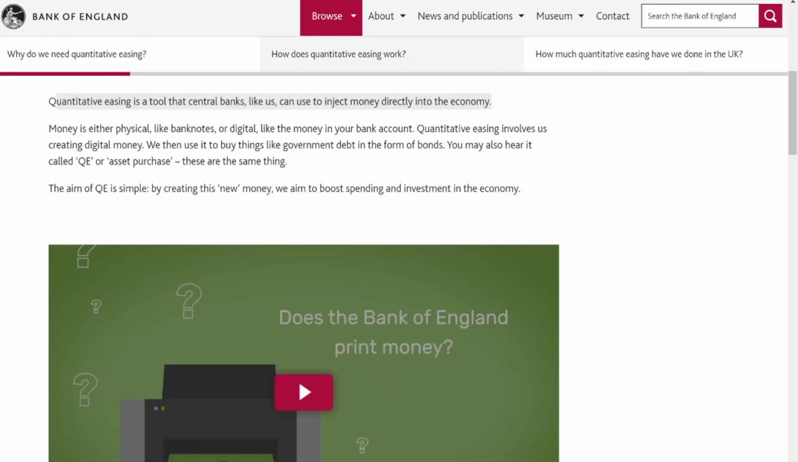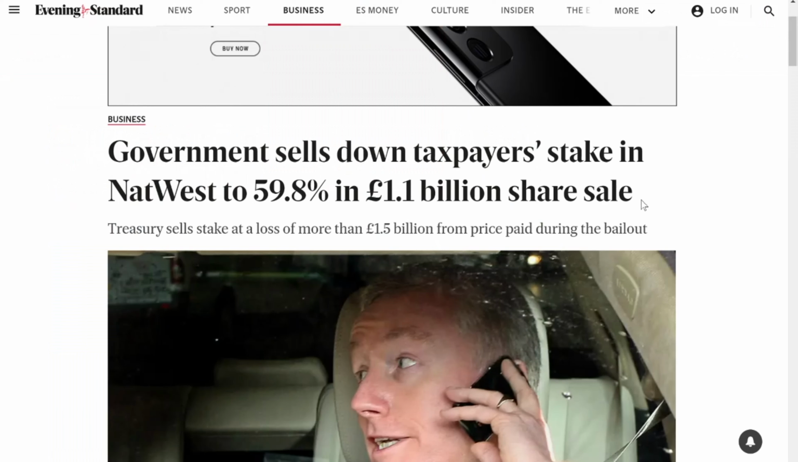For example, we can see here that in the UK, the government bought a stake in NatWest Bank, and a portion of this stake was literally sold last week. You can see it here. I will put the links of each article discussed in the description column.